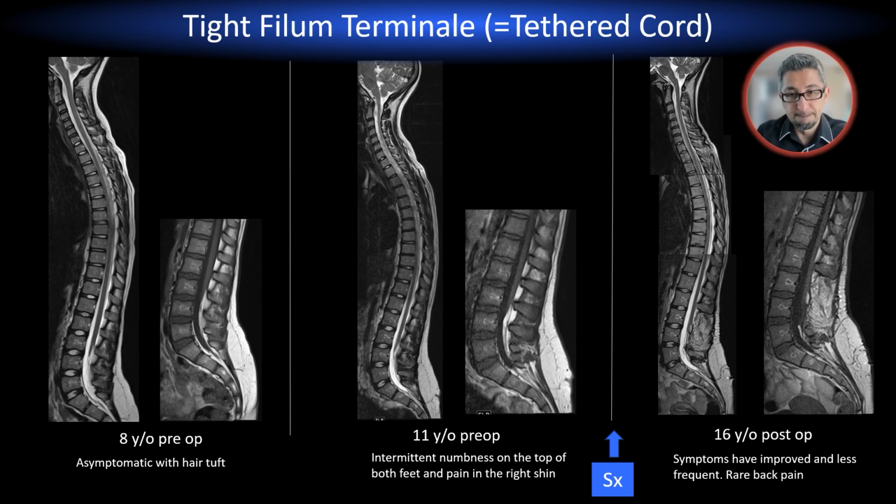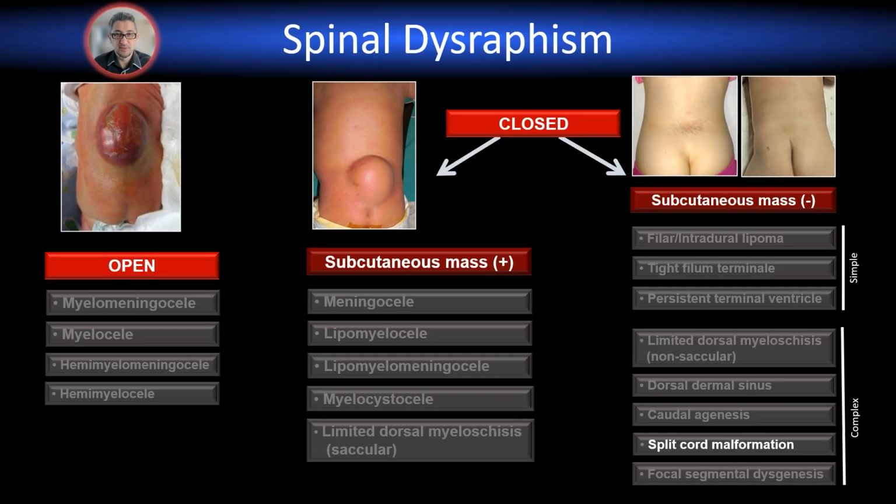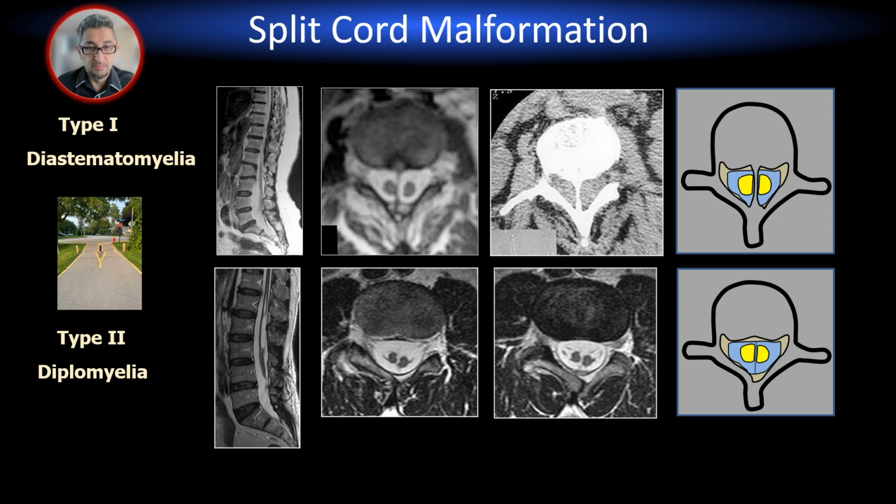The next anomaly I'm going to talk about is split cord malformation. This is a closed spinal dysraphism without associated subcutaneous mass. There is usually an associated cutaneous marker, which is hypertrichosis. Basically, there is splitting of the spinal cord, and there are two types.